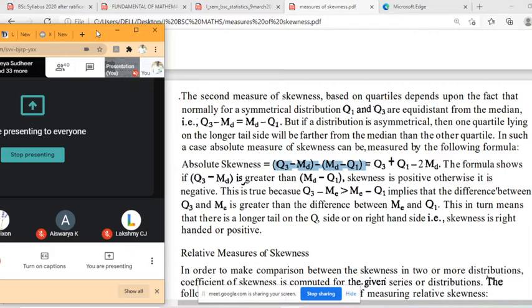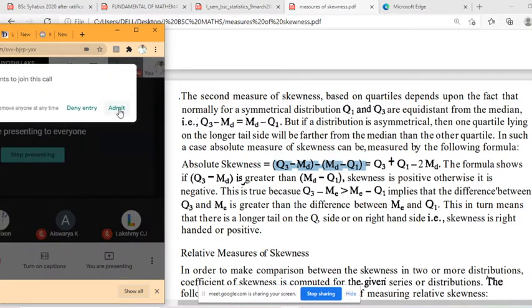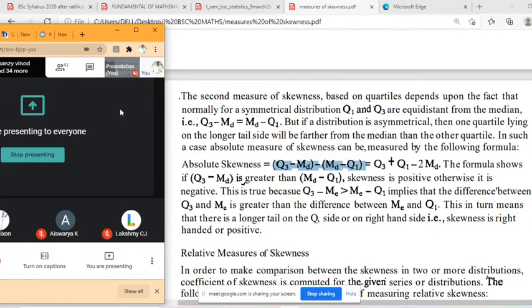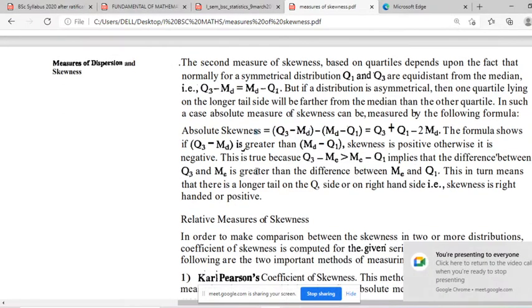The absolute measure of skewness is defined as Q3 minus MD minus (MD minus Q1), that equals Q3 plus Q1 minus 2MD. This formula is called the absolute measure of skewness based on quartiles. If Q3 minus MD is greater than MD minus Q1, this measure will be positive, so the data is positively skewed. If Q3 minus MD is less than MD minus Q1, it will be negative, and we say the data is negatively skewed. This is the measure of skewness based on quartiles.